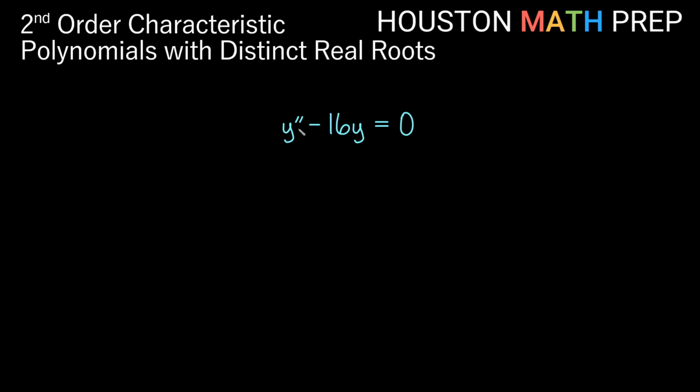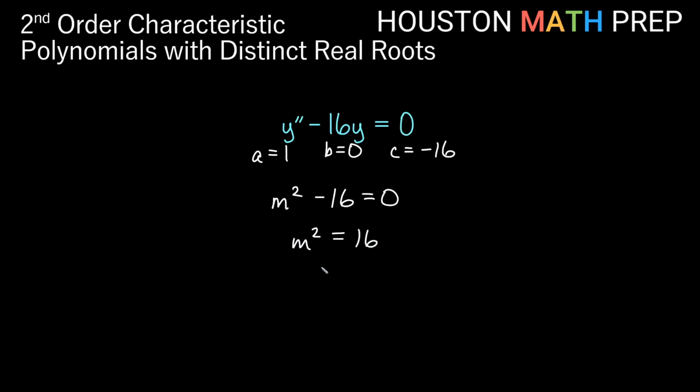Looking at our next one here, y double prime minus 16y equals 0, you notice we have no y prime term. So this is actually a is 1 here, and b is 0. C is negative 16. So our characteristic polynomial here is actually m squared minus 16 is equal to 0. You can factor this if you want. We'll go ahead and solve by square root. So adding 16 to both sides, we'd get m squared is equal to 16. That would give us that m is positive or negative 4.